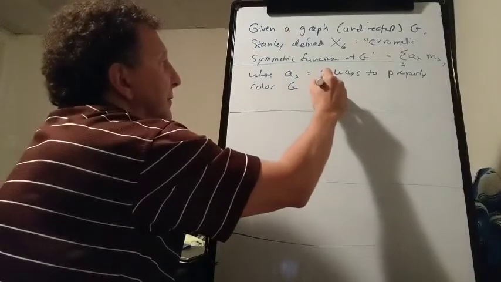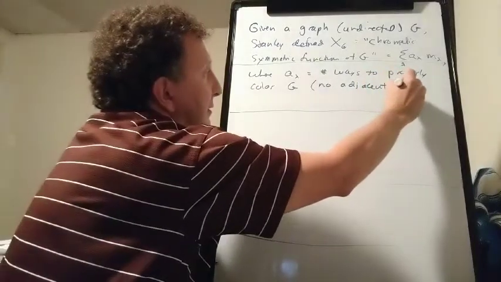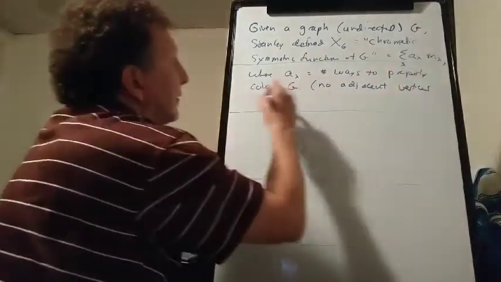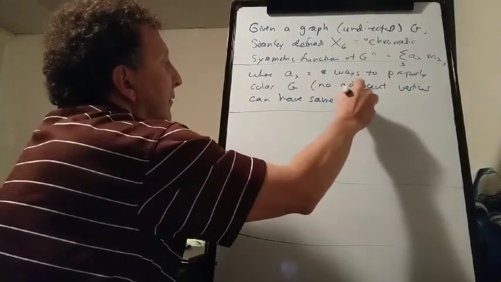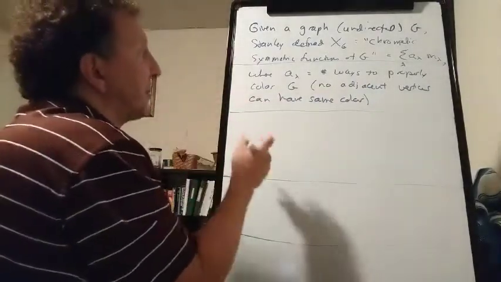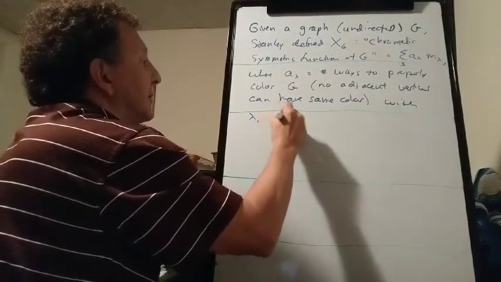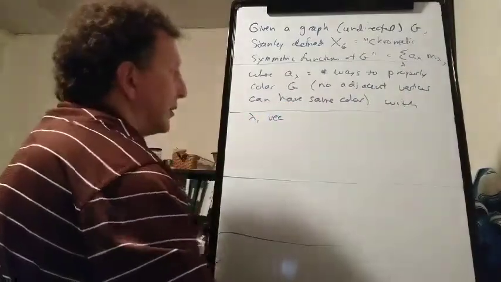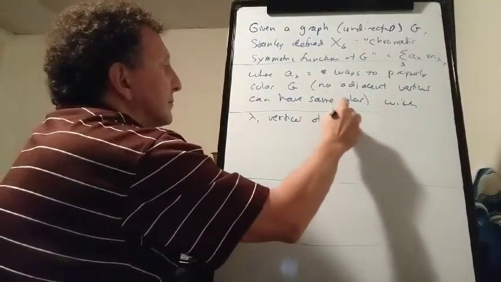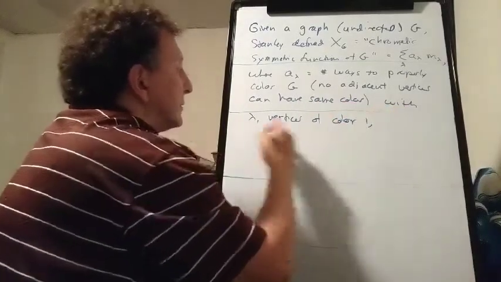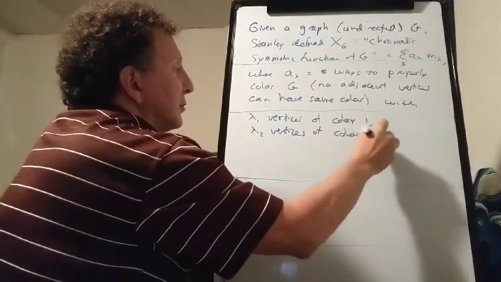so that no adjacent vertices can have the same color. So the number of ways to properly color G with lambda 1 vertices of color 1, lambda 2 vertices of color 2, etc.